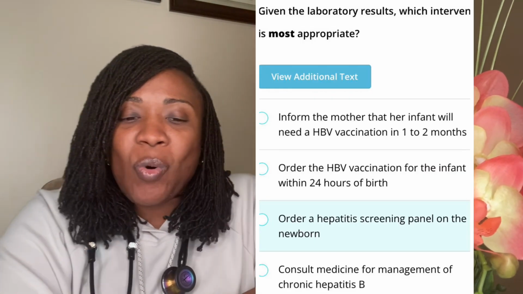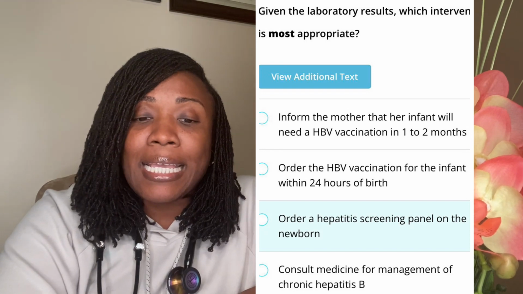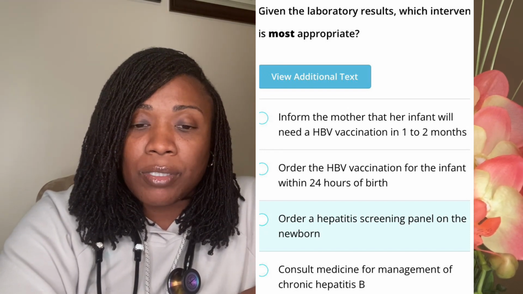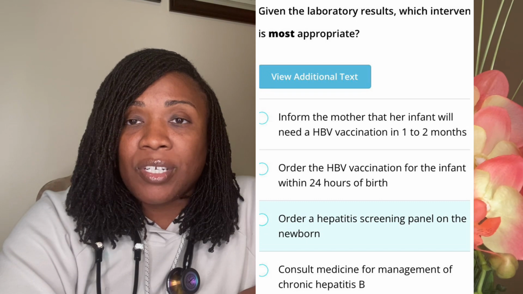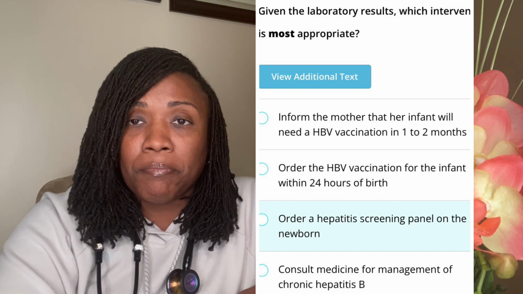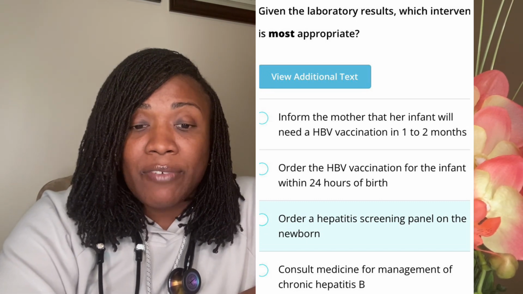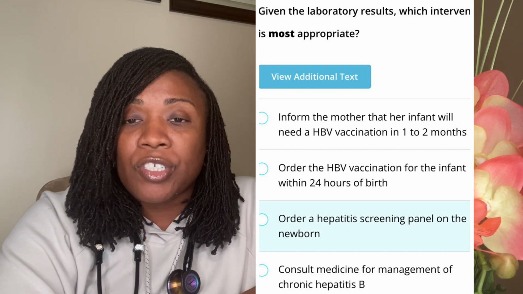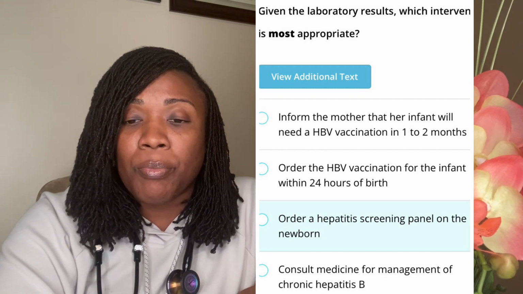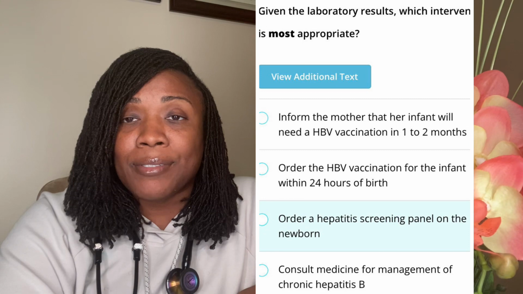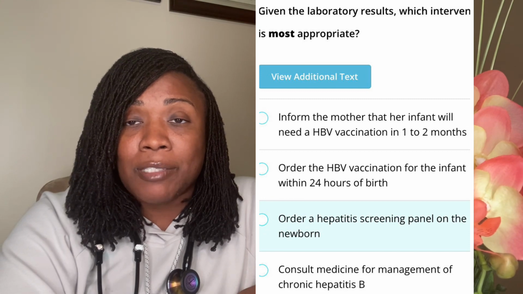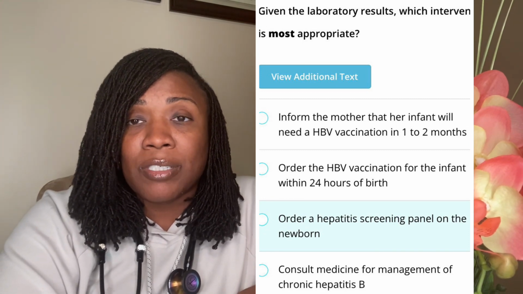All right, so question number 1 says, given the laboratory results, which intervention is most appropriate? That's all that question says. Given the laboratory results, which intervention is most appropriate? So the only way to understand what this question is asking us is basically reading what the options from the answers are.